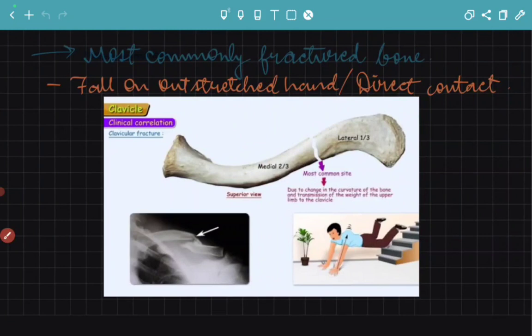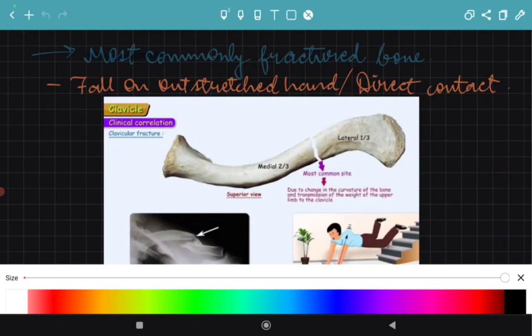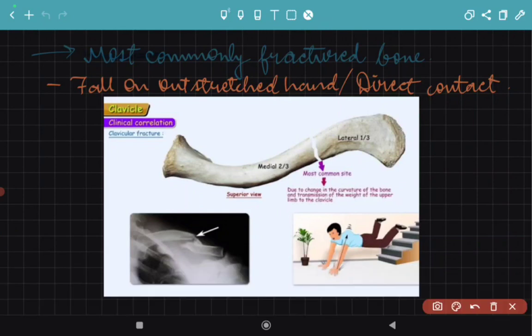Now let's move on to clinical aspect, including the fracture of the clavicle. So, clavicle is the most commonly fractured bone. The common site of fracture is at the shaft where medial 2/3 of the clavicle meets with the lateral 1/3 of the clavicle.